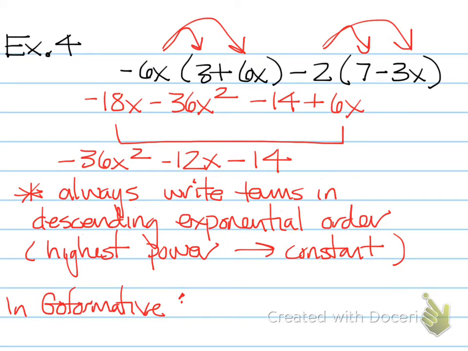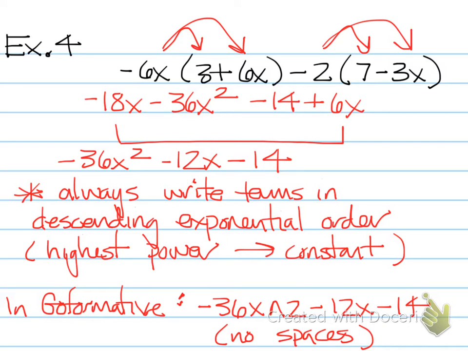In GoFormative, because there is no exponent button, for exponents you're going to use the little caret symbol on your keyboard. So this is how you would actually write this answer on GoFormative. You're going to use the little caret button for exponents. So negative 36x caret 2, that's what we will use to do x squared, minus 12x minus 14, no spaces anywhere in your answer.